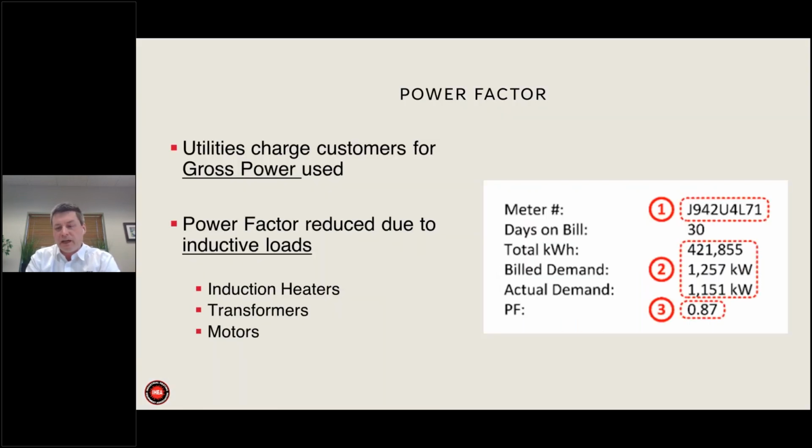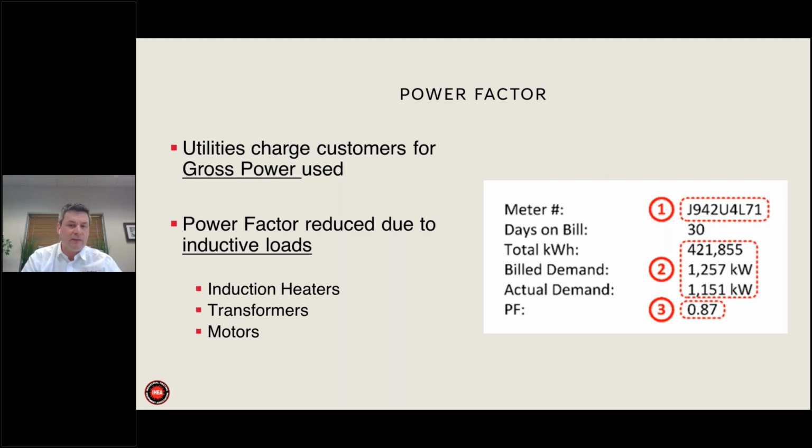The other thing you have to think about as an industrial plant is power factor. Utilities charge customers for the amount of gross power they use. Power factor is something they use to figure out what your net power is. It's the power you're actually seeing turn into energy or into motion or into heat. And power factor comes down from a level of 1 based on inductive loads. The more inductive loads you have in your facility, the lower your power factor is, and the more you're getting charged for power you're not using.